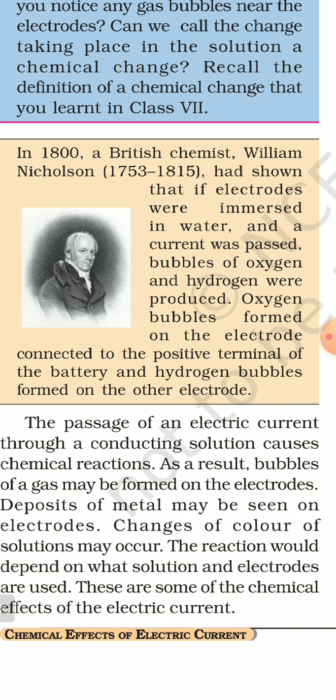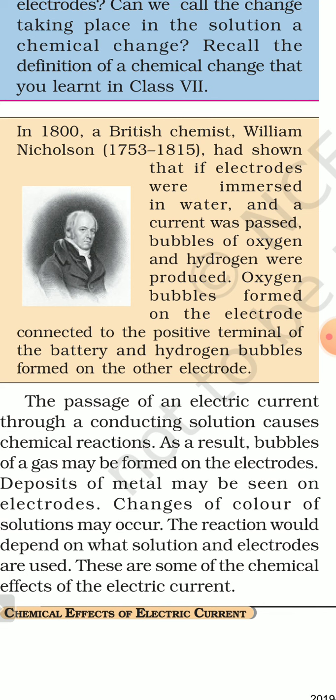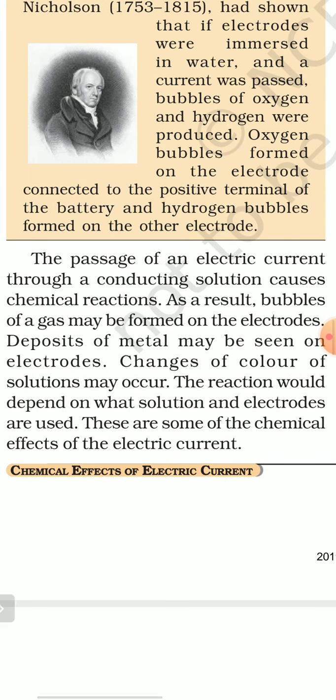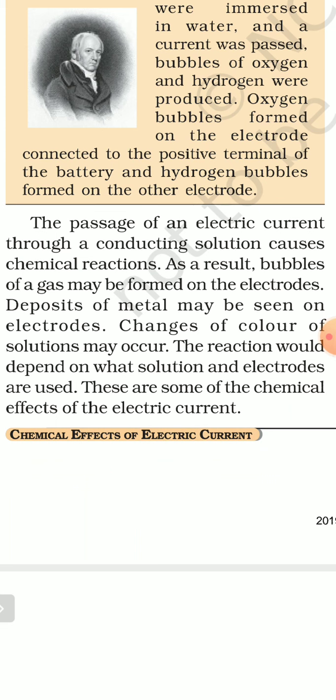Formed on the other electrode. It means that the oxygen is negative, so that's why it is observed on the positive terminal, and as well as hydrogen is positive, that's why its bubble is shown on the other, negative electrode. The passage of an electric current through a conducting solution causes chemical reactions.